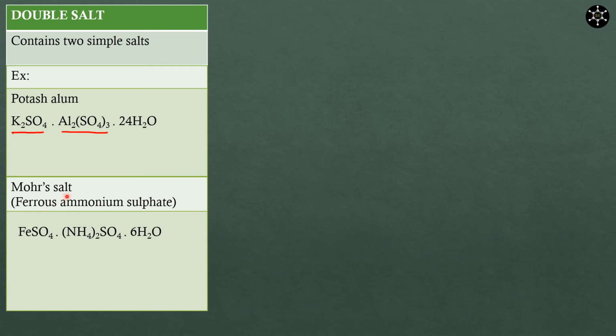Another example is Mohr's salt, that is ferrous ammonium sulfate. Here we have ferrous sulfate, one simple salt, ammonium sulfate, another simple salt. Along with that we are having 6 water of crystallization.